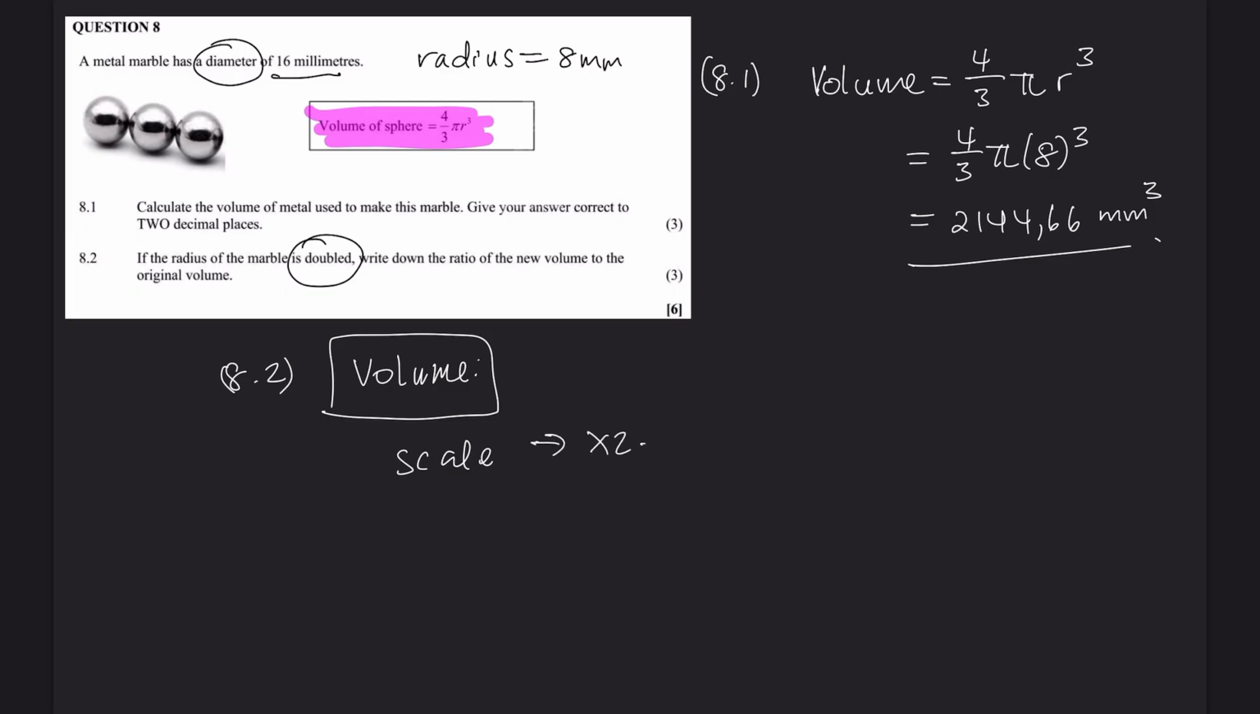Now, since it's volume, the new volume is going to be 2 to the power of 3 times bigger. So it's going to be 8 times bigger. So how do you write it as a ratio? It's going to be 8 to 1.